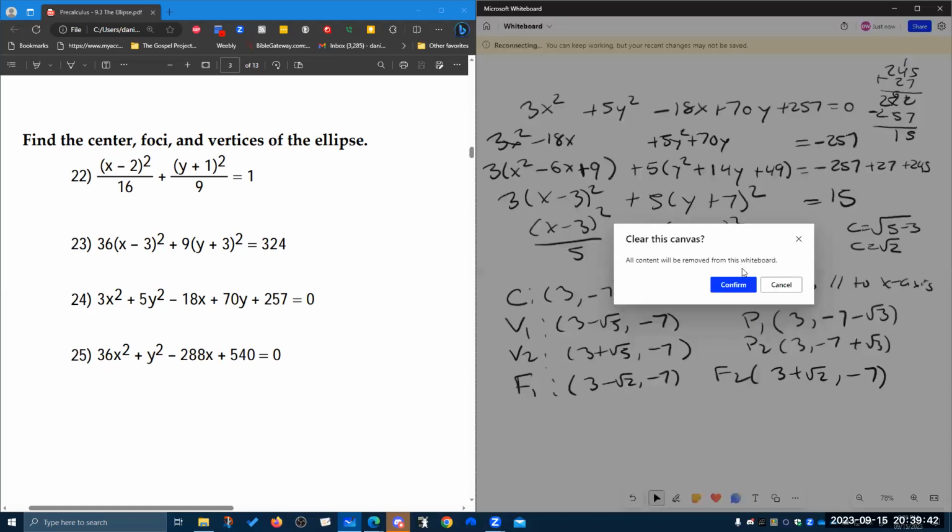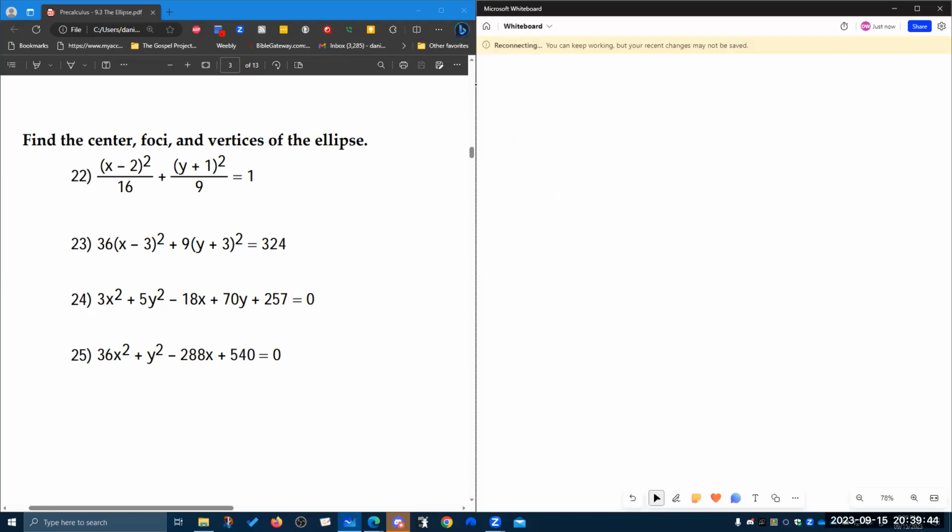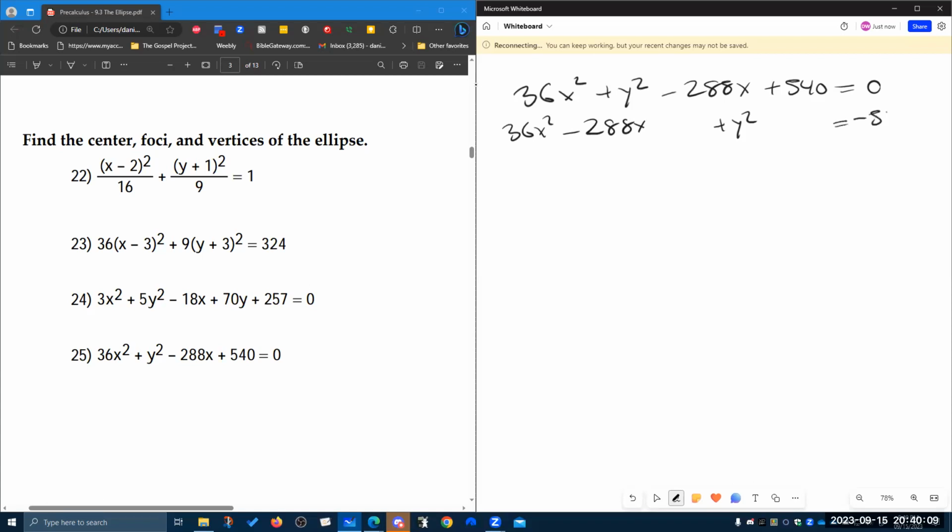Now for one more problem here. 36x squared plus y squared minus 288x plus 540 equals 0. Let's get my x parts together, and let's get my y parts together, and let's get my constant over to the other side.